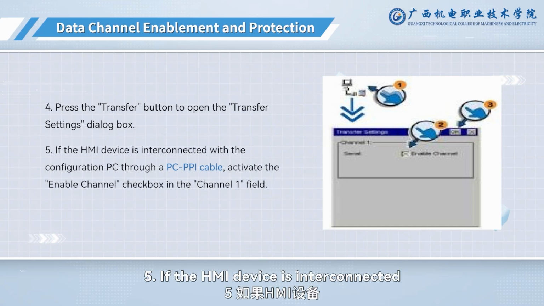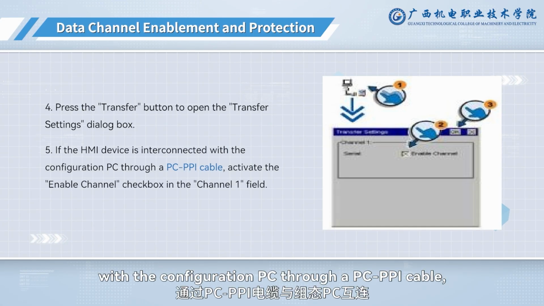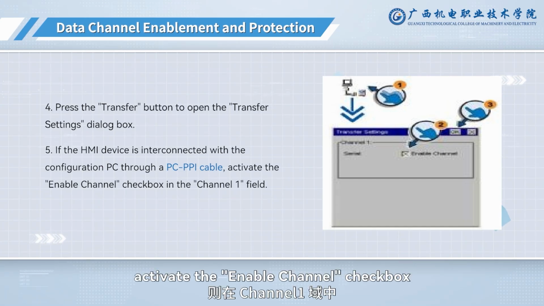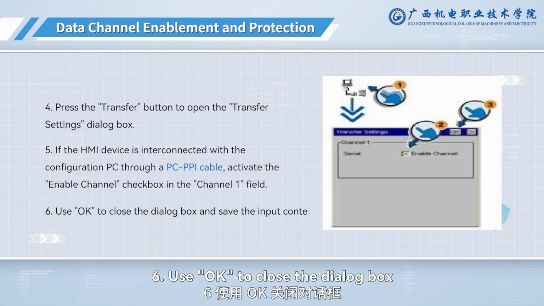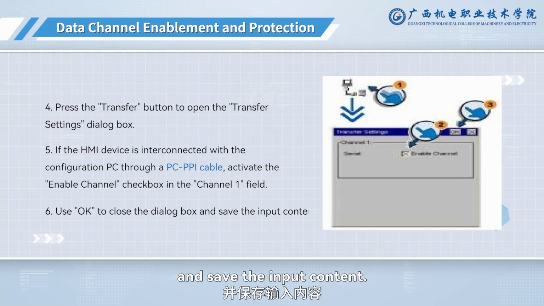4. Press the transfer button to open the transfer settings dialog box. 5. If the HMI device is interconnected with the configuration PC through a PC/PPI cable, activate the Enable Channel checkbox in the Channel 1 field. 6. Use OK to close the dialog box and save the input content.